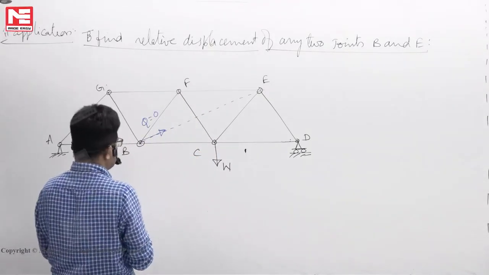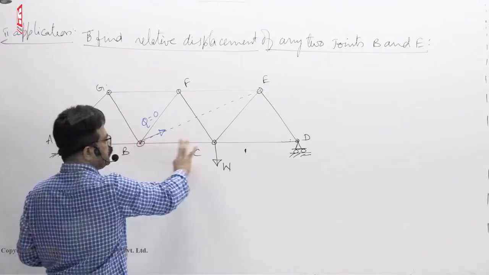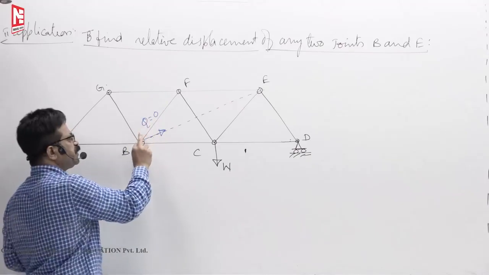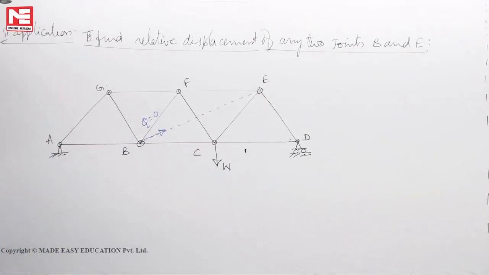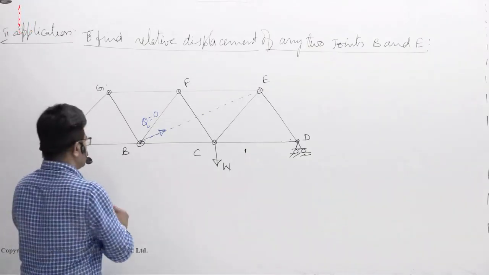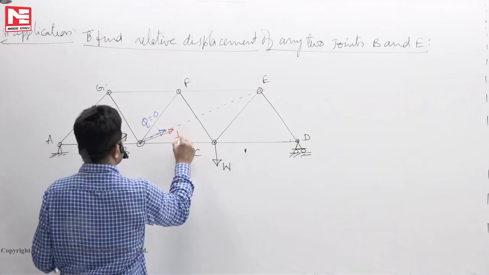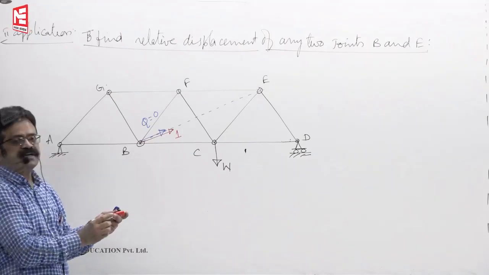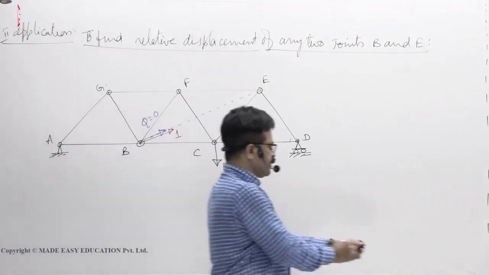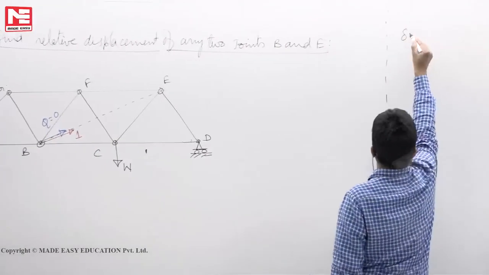So P values you will calculate. Then remove W and Q. Apply a unit load in the direction of Q like this. Find forces in all members. You call them K1 values, say. So then the displacement of B you will calculate.